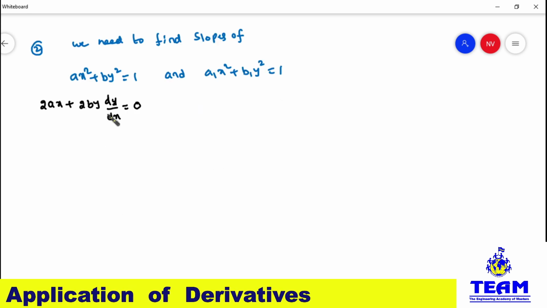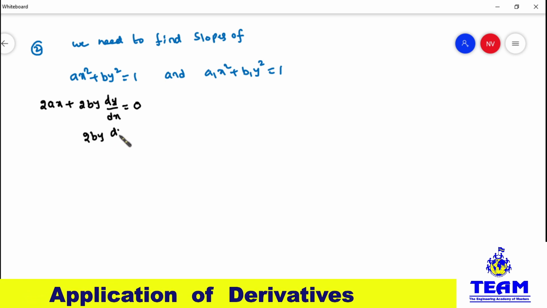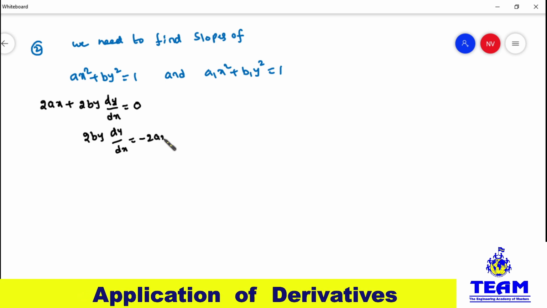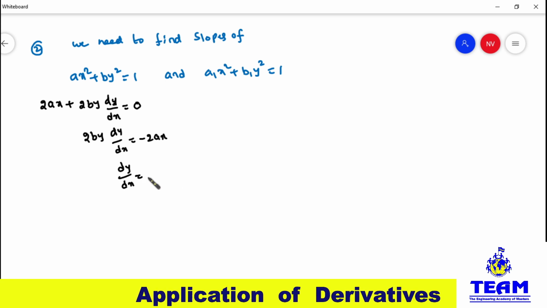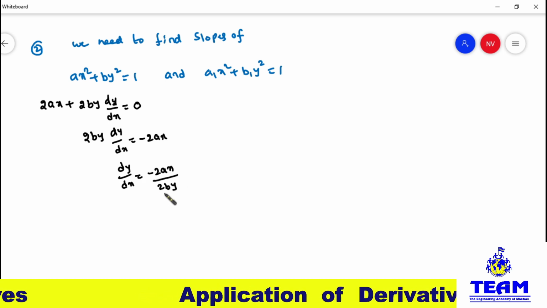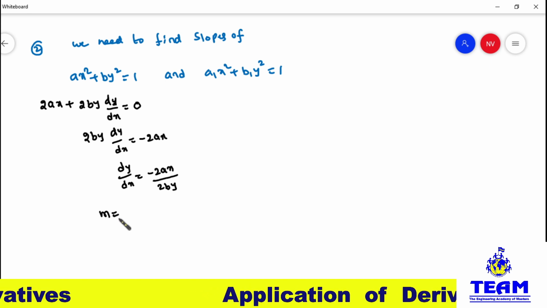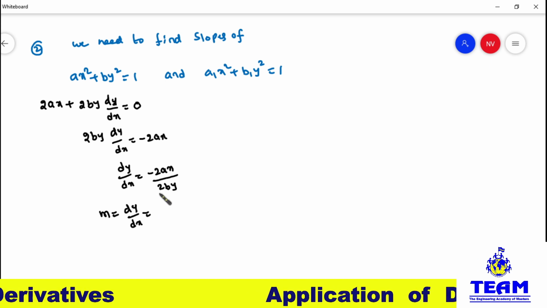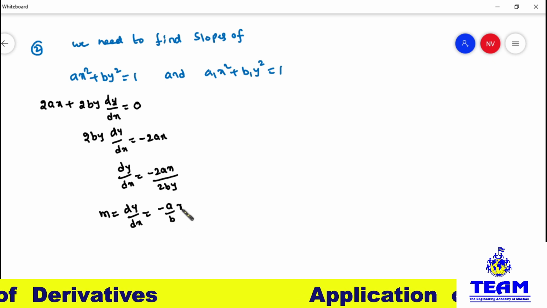Now we need to find dy by dx. For that, first we can write 2by into dy by dx is equal to minus 2ax. Now dy by dx is equal to minus 2ax divided by 2by. Actually, dy by dx we are denoting with M, which is equal to, the 2 getting cancelled, minus a by b into x by y.